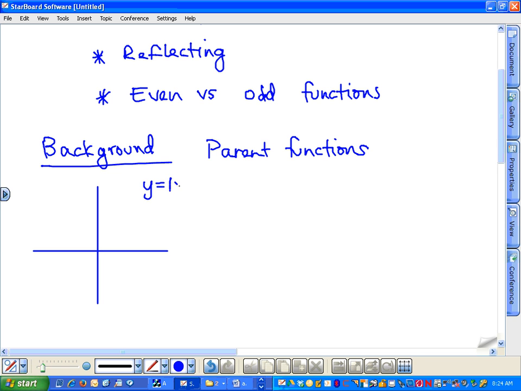So first parent function we're going to look at, y equals the absolute value of x. It's a V-shaped graph. The vertex is at the origin. A part coming up like that, and a part coming up like that. That is the absolute value of x, the parent function. Y equals x squared. You guys know that one. What's the graph of y equals x squared? It's a parabola whose vertex is at the origin again.